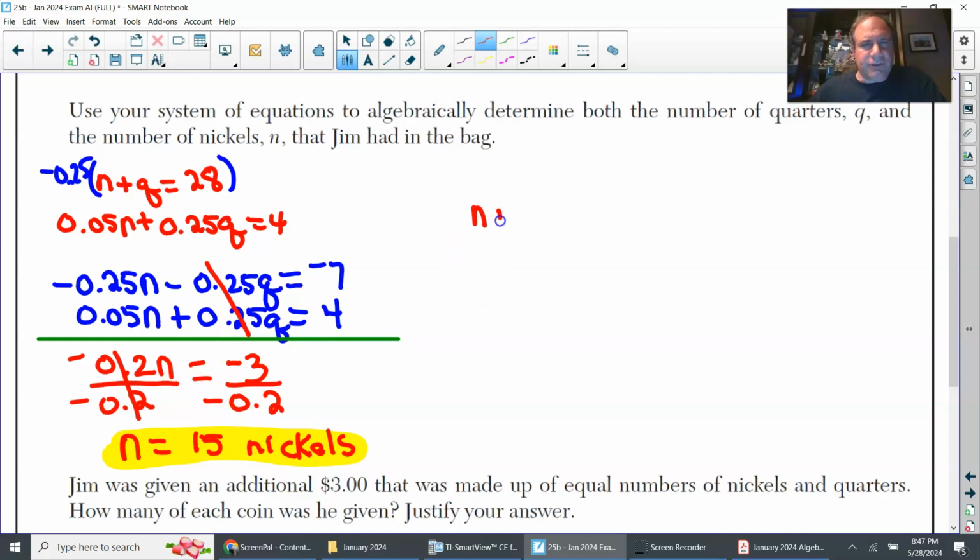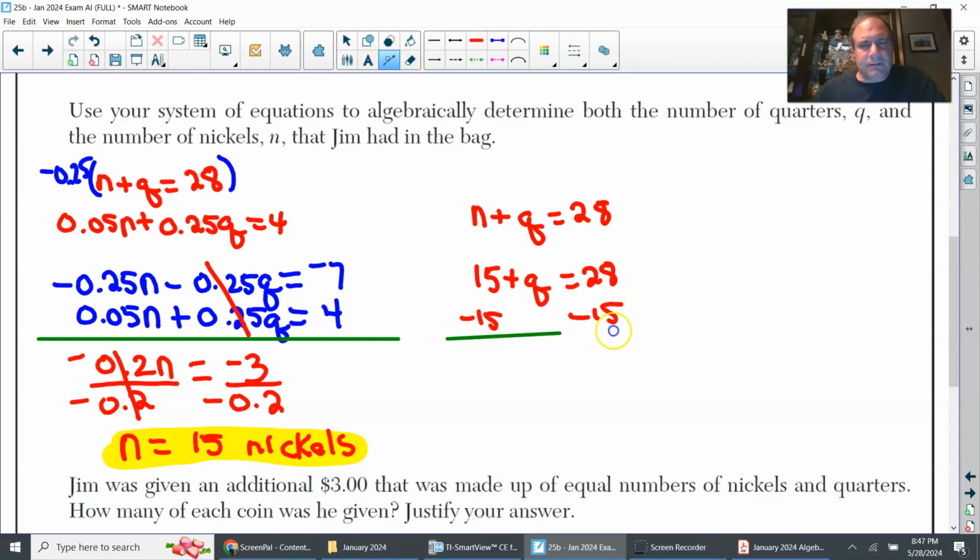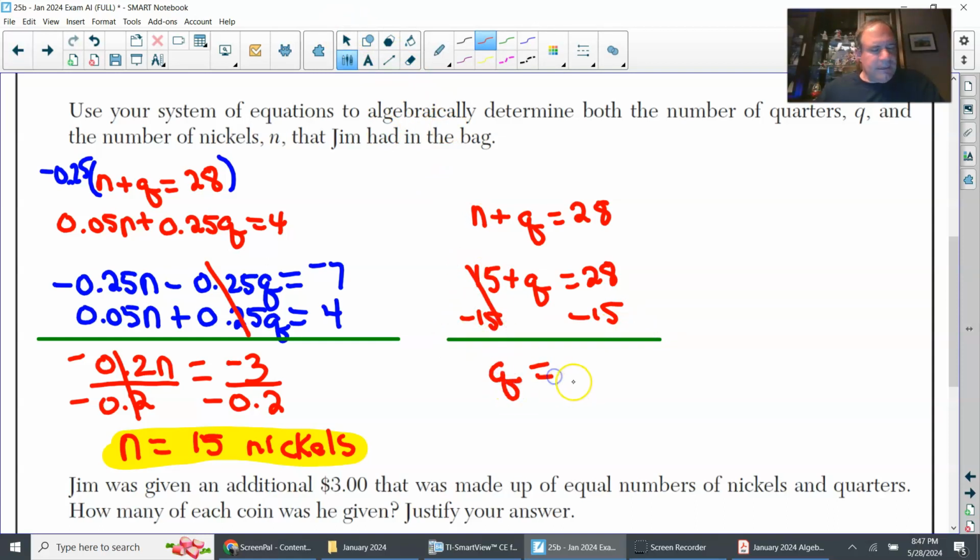So then I'm just going to use the first equation, N plus Q equals 28. And then I'm going to substitute the 15 in: 15 plus Q equals 28. I'm going to subtract that 15. This cancels. You have Q equals, and it's 13.